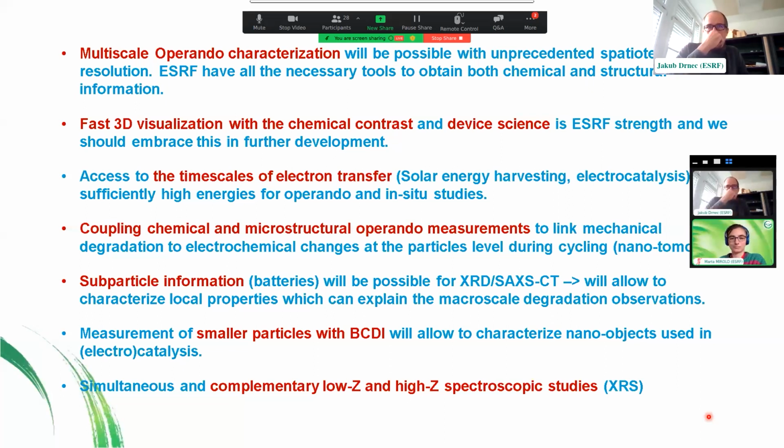So now with the new source, we can definitely hype up the multi-scale operando characterization because we have smaller beams, more coherent beams, and we measure much faster, right? This gives us access to fast 3D visualization. We can also almost access the timescales of electron transfer at some of our beamlines. We can couple chemical and microstructural operando measurements. We can get subparticle information. I showed you one example. And we can also simultaneously measure complementary low-Z and high-Z elements with X-ray Raman.